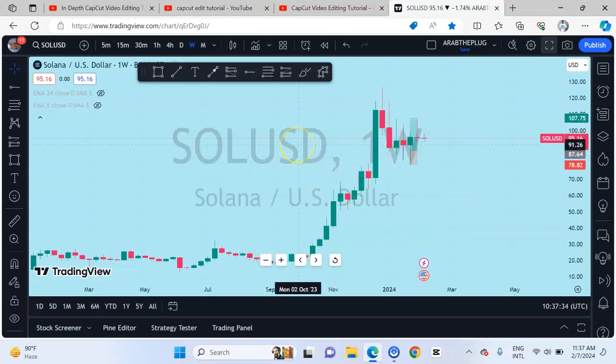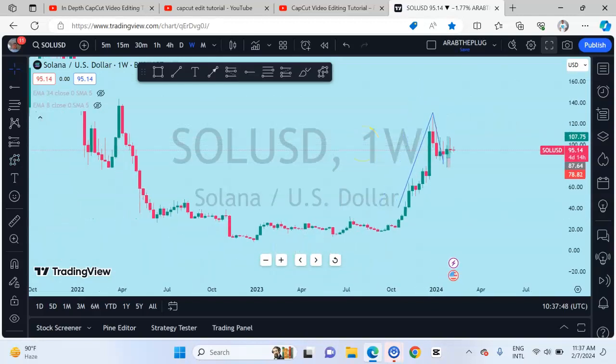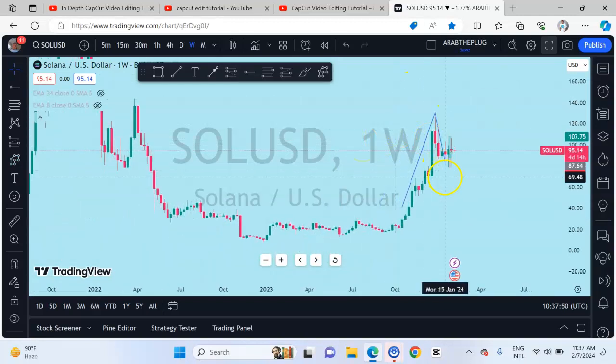So looking at the weekly time frame, you see that when the market made this high, looking at the market structure, we've had a reversal. So it is pretty much of two things happening. There could be a continuation in the market structure if Solana can come back up and make a higher high.